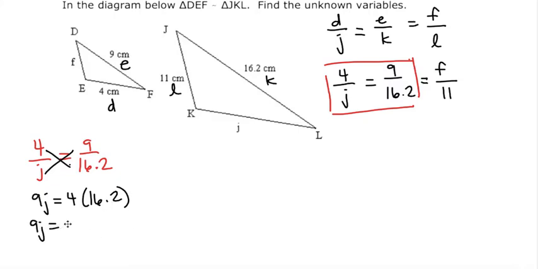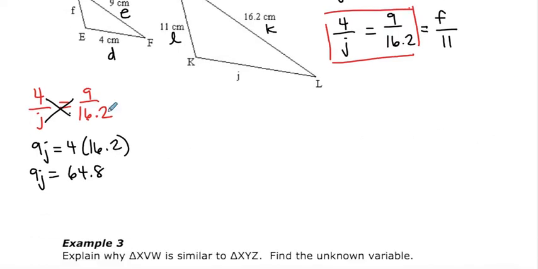Four times 16.2 is 64.8. And now I need to isolate for J, and I do that by dividing both sides by 9. And when I round it to one decimal place, I get 7.2, and my units are centimeters. So the measurement of J is 7.2 centimeters.